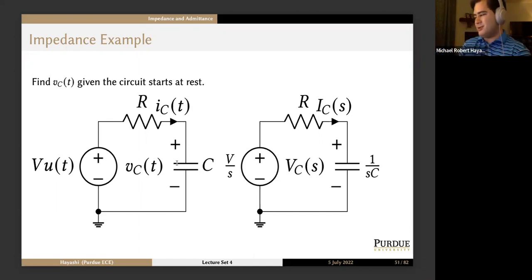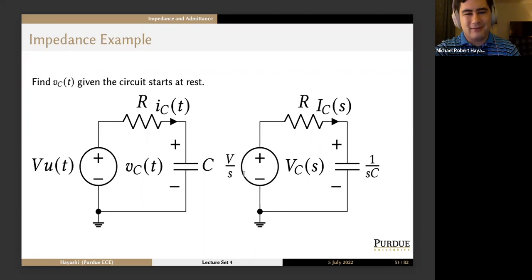So the first step we're going to do is take the Laplace transform of the source and turn all of our R's and L's and C's into impedances. So in impedance land, complex frequency land, S domain, we'll have V over S as our source. And then R just becomes R, stays the same. The voltage across the capacitor is now capital V sub C of S. And the impedance of the capacitor is 1 over SC, as we have discussed.